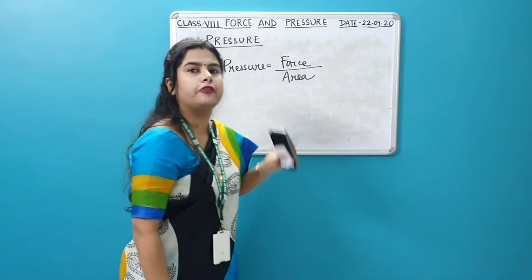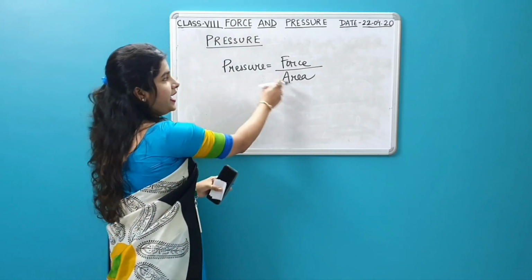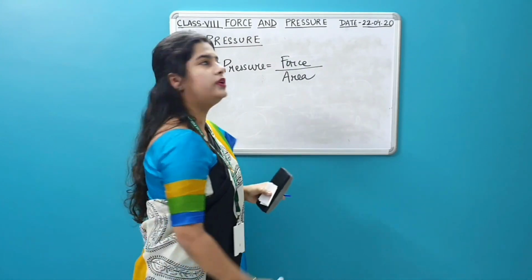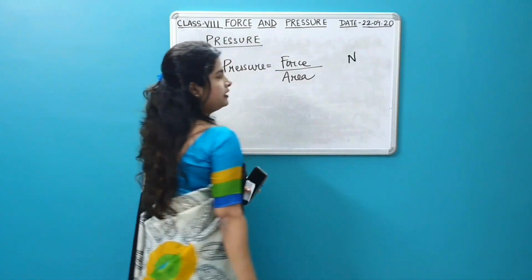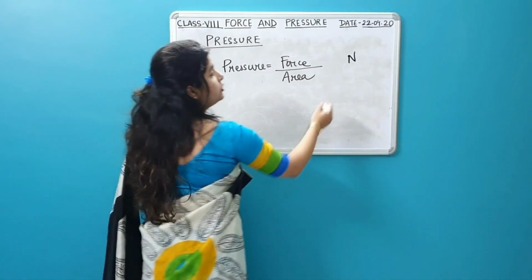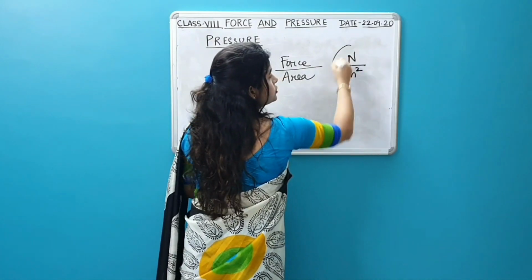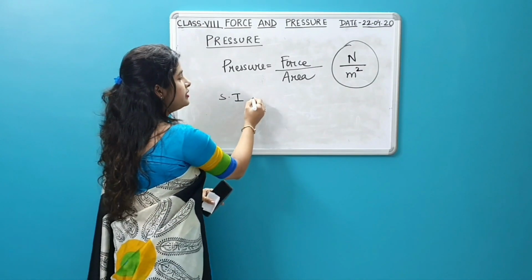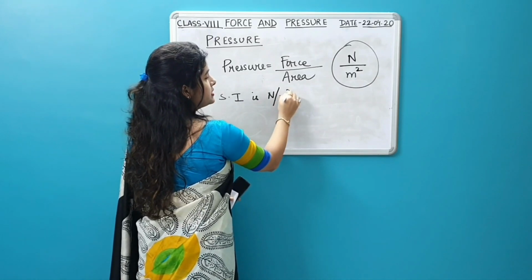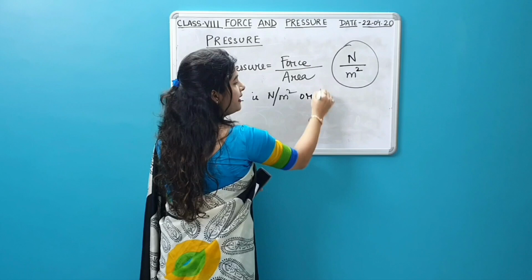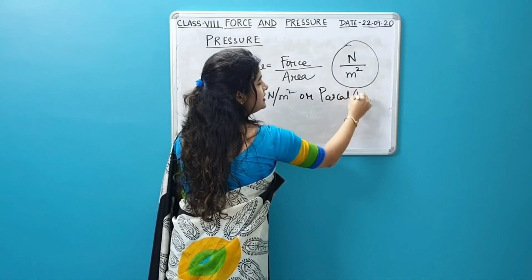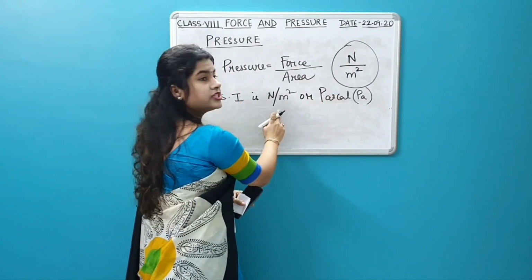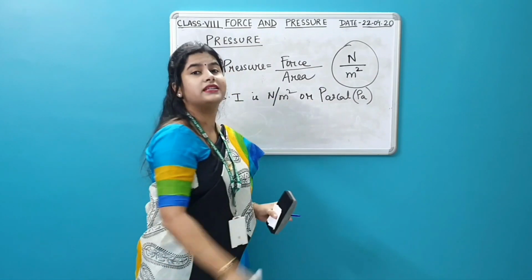Now let us come to the unit of pressure. Before that, let me tell you what is the SI unit of force. As we know, the SI unit of force is Newton. And the unit of area is meter square. So the SI or the standard unit of pressure is Newton per meter square, which is also known as Pascal. P-A-S-C-A-L, denoted by capital P small a.